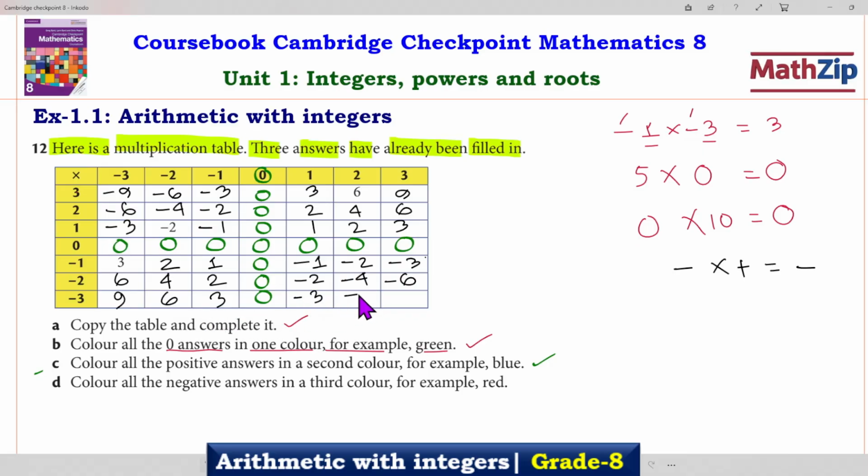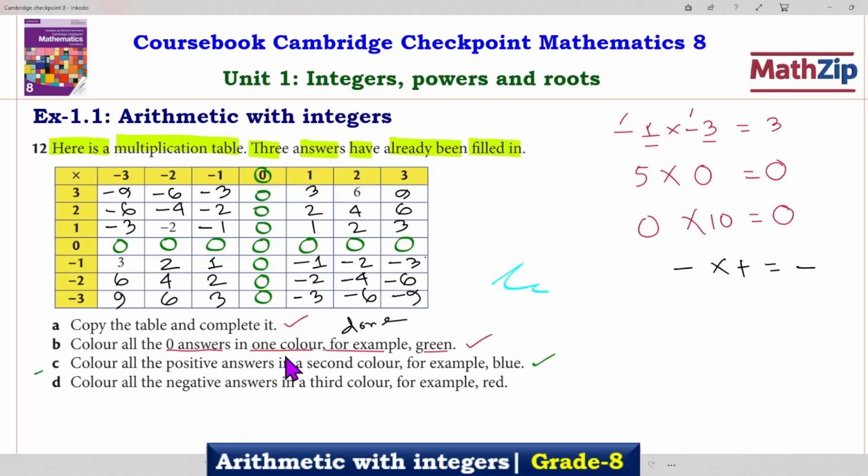So, copy the table and complete it. It's done. Now we will mark. So first one is green, which is already done, which is 0. Now color all the positive answers in a second color, for example blue. So let's say we can mark this one. Is it clear? Yes, it's clear.